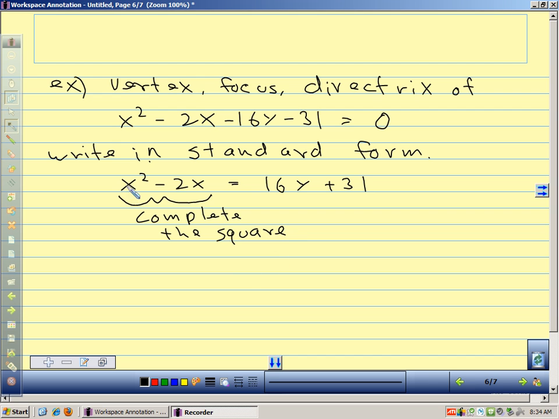So we're going to complete the square here, so I get x squared minus 2x. And to complete the square, we did b over 2 squared. So negative 2 over 2 is 1. Squared is 1. So I'm going to add 1. And I'm going to add 1 to both sides to keep my equation the same.